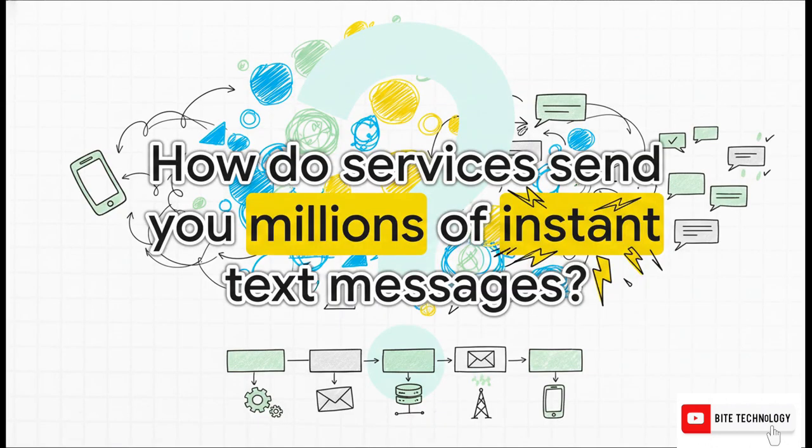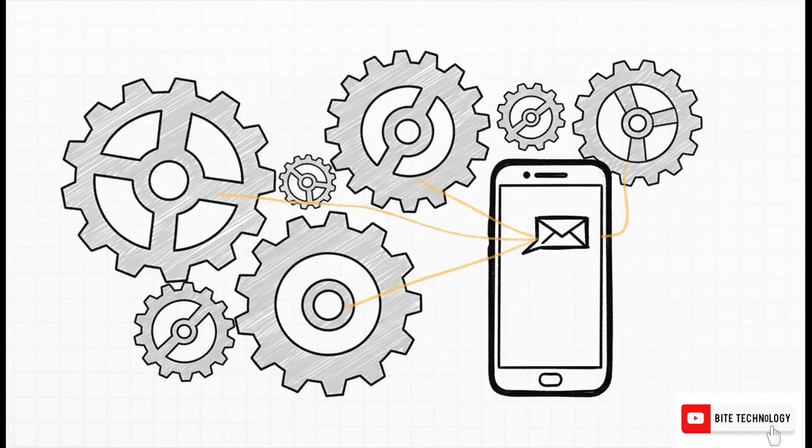Okay, so think about this for a second. That two-factor authentication code that just hit your phone, or maybe a flight delay alert, a flash sale notification, they all just appear, right? Instantly. So how in the world do these companies send out millions, literally millions of these messages all at once, without a hitch? Well, it's not magic, I can tell you that.